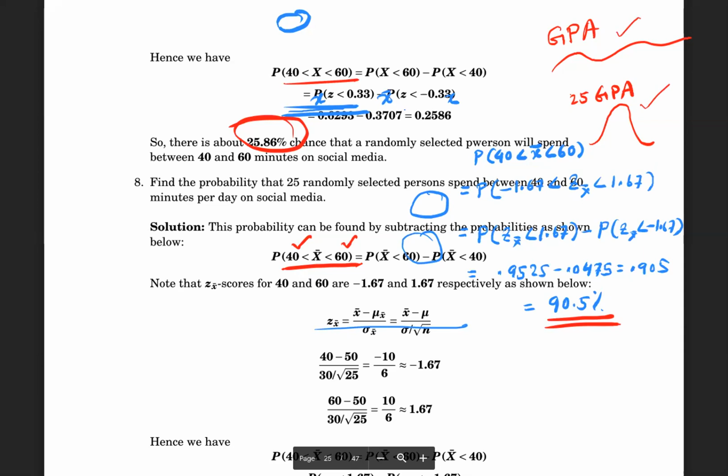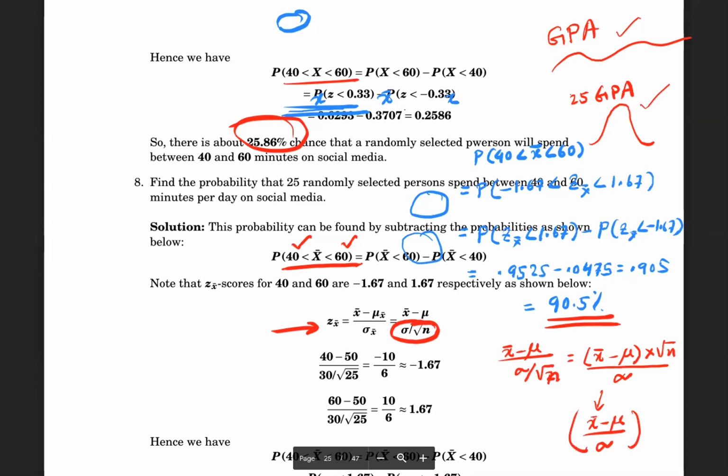Where does it come from? It comes from actually this: sigma over square root of n. That's what makes the z score much bigger, the square root of n. So if you simplify it, x bar minus mu divided by sigma over square root of n is, by the way, the same as x bar minus mu times square root of n divided by sigma. If you recall, in our last formula it was x minus mu divided by sigma. Now we replace x by x bar, and all we do is multiply the result by the square root of n.